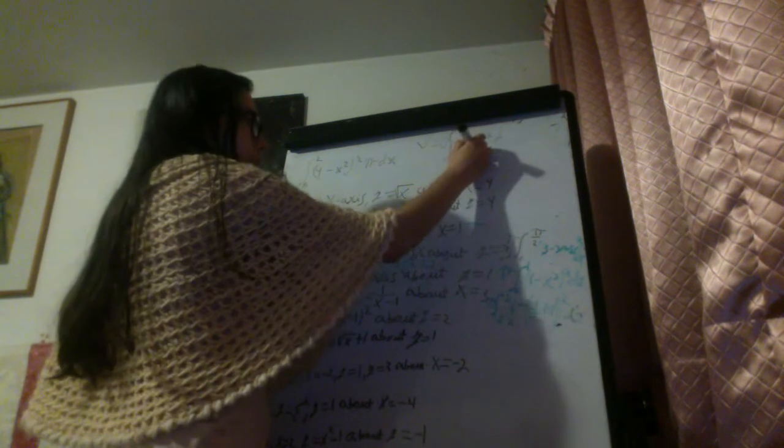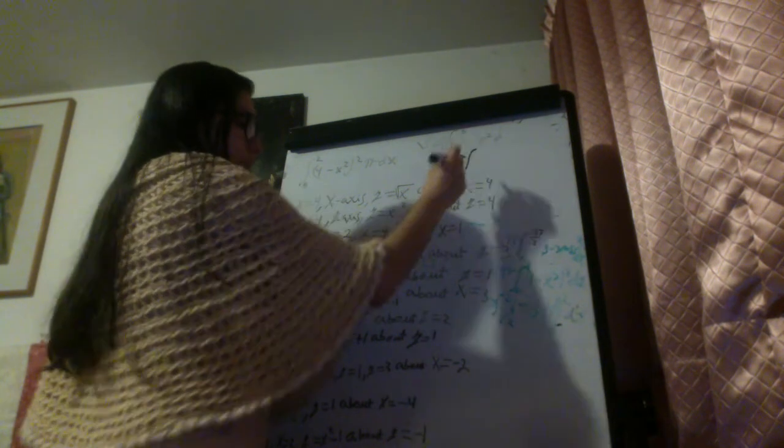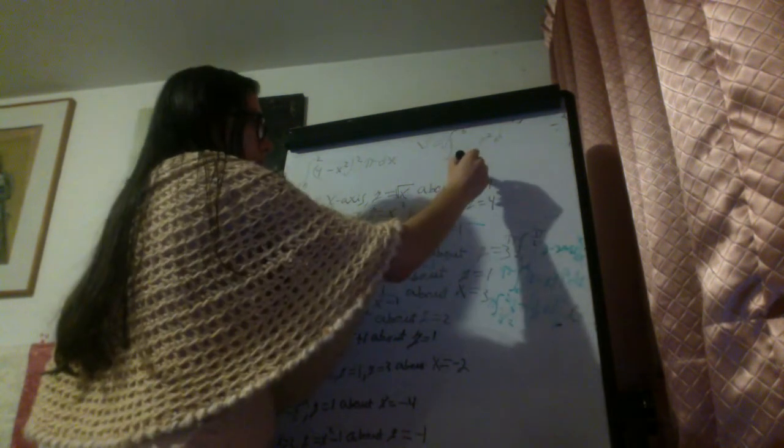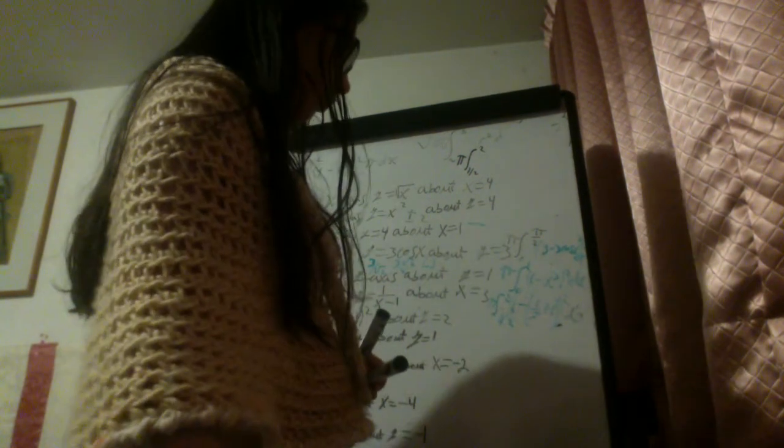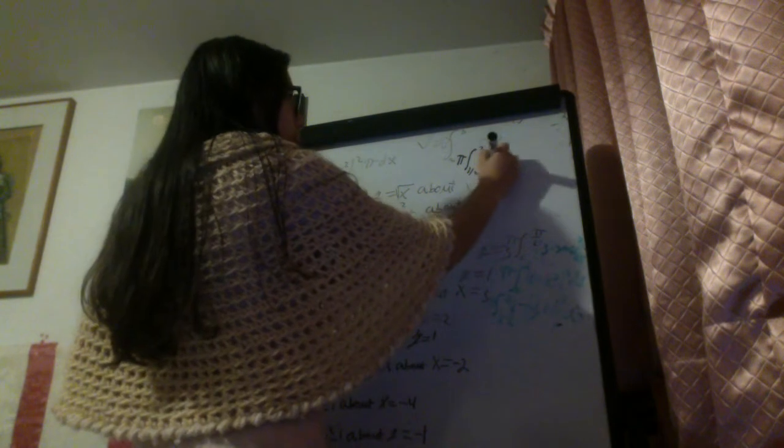dy. So this is the same as pi times the integral from 1/2 to 2 of just minus 1 over y squared. So this would be 1 over y to the 4th power dy.